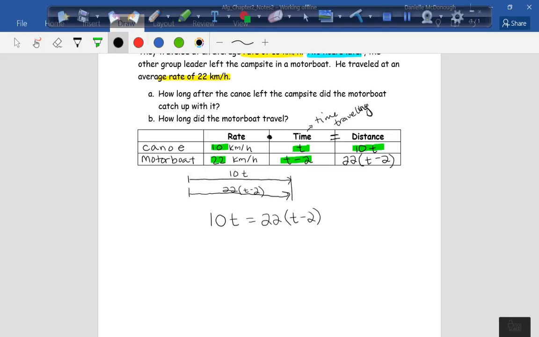Okay, so I know this kind of seems confusing, but just hang with me for a second. We're going to solve this equation. 10t is equal to, well, we got to use the distributive property over here, 22t minus 44. And let's just keep going.